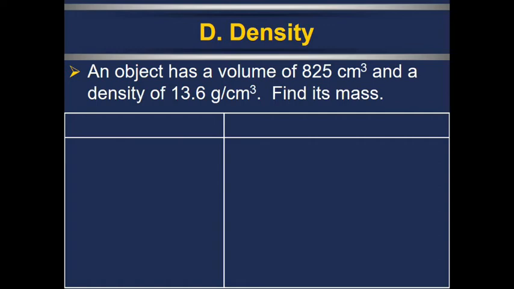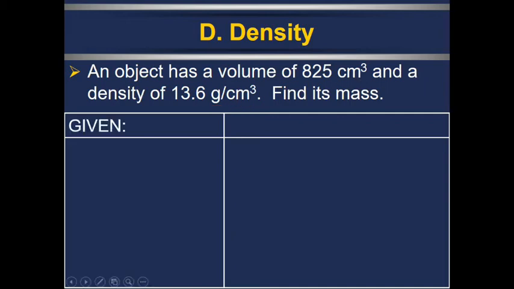So an object has a volume of 825 centimeters cubed and a density of 13.6 grams per centimeter cubed. Find its mass. Just a couple things to point out. Units, you're getting very familiar with units. So these units behind the number, centimeters cubed is a volume unit. And then grams per centimeter cubed is a density unit. The problems will not always say volume of, density of. They might just give out the information without explicitly telling you what it is it's measuring, because they're going to want you to use the units to identify the number that is in front.